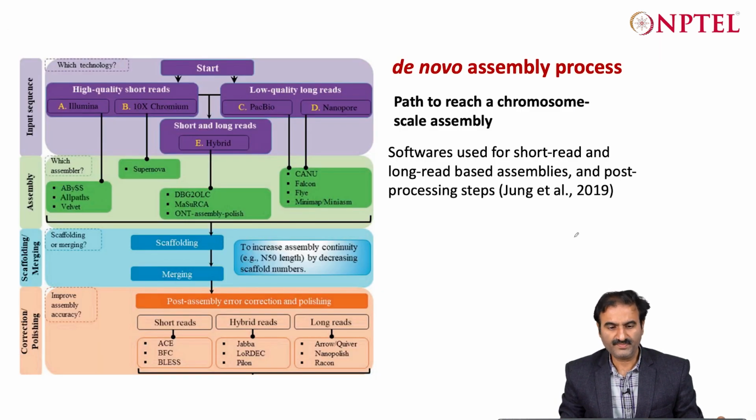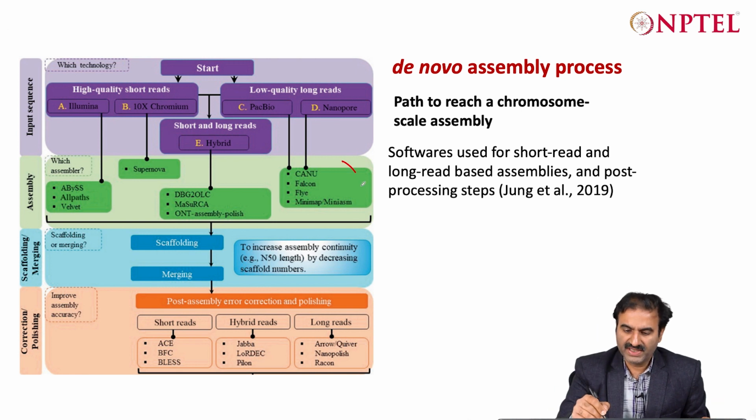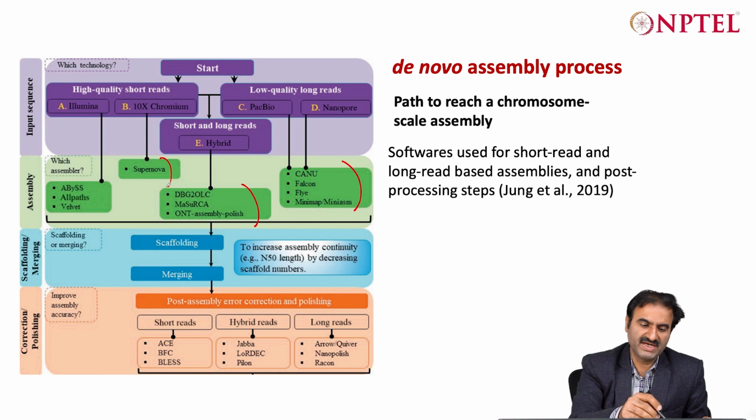So basically, at the start you will think of what sequencing technology you will use, long read and short read, to create a hybrid. Then think of the method you are going to use for each and every step: Illumina sequencing, 10x Chromium, PacBio, or nanopore.